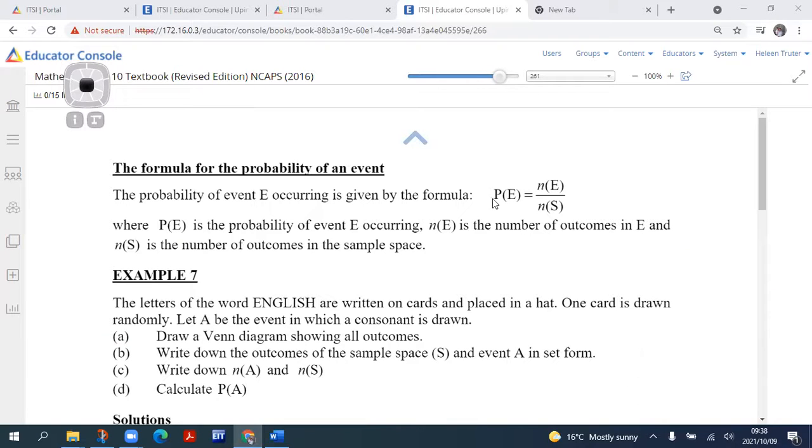So we've been using this notation P of E, but I haven't really discussed it with you.